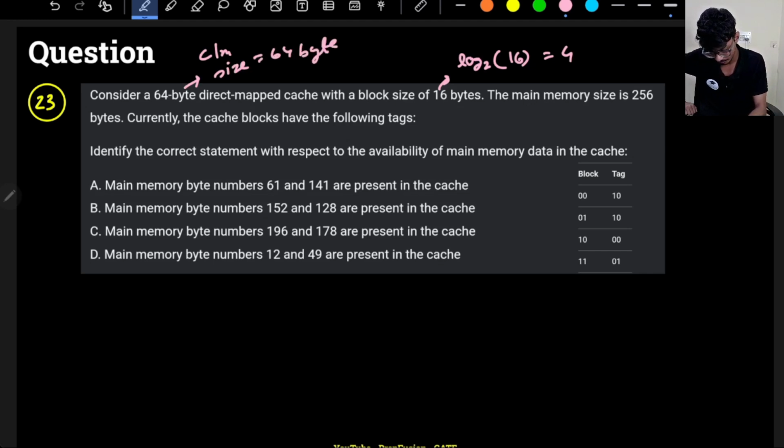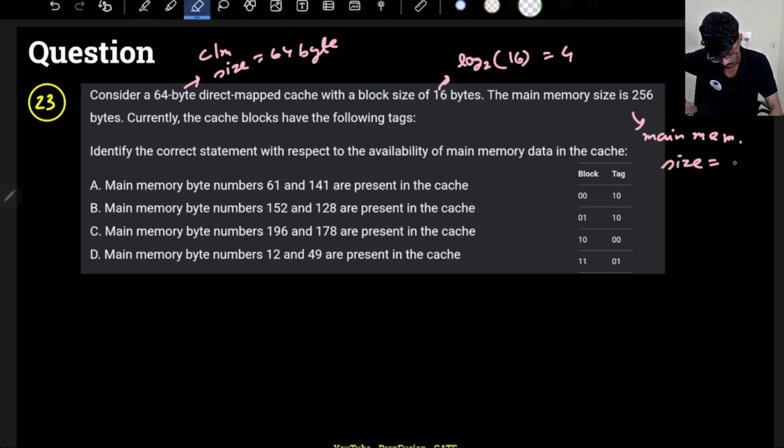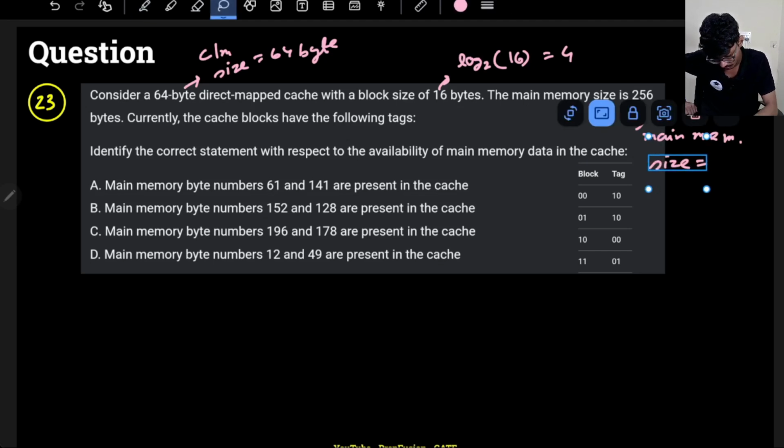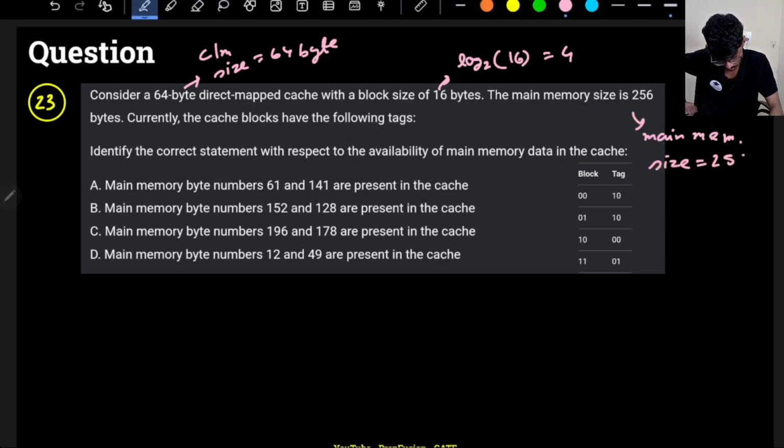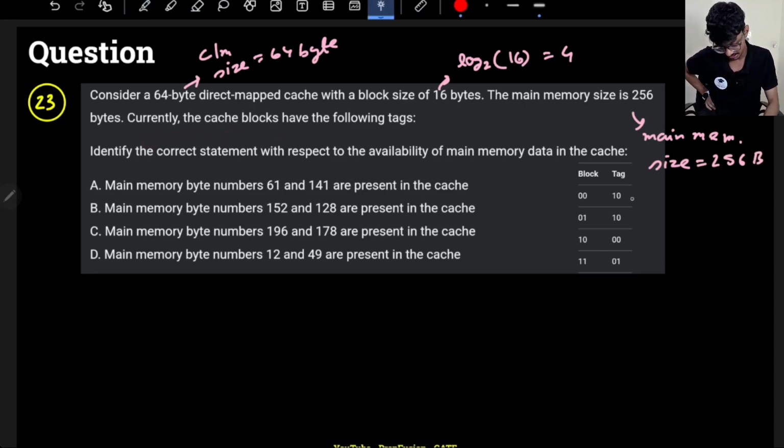The main memory size is 256 bytes. Currently the cache blocks have the following tags. This is the block. I have 4 blocks, and out of the 4 blocks, these are the tags. So what are they asking? They are asking whether main memory byte numbers 61 and 141 are present in the cache. How do I check it?